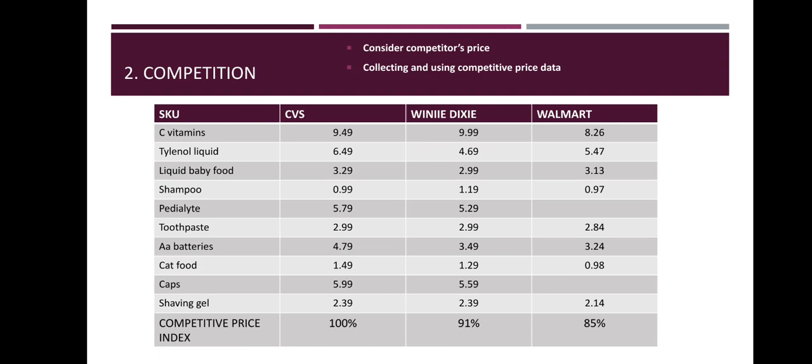So you can see here the prices of different products at CVS, Winn-Dixie and Walmart. Overall, we can see that Walmart has an 85% price index, Winn-Dixie has 91%, whereas CVS is at 100%. CVS doesn't sell the goods at a lower or discounted price. So this is a competitive price index for all the three. The product may be the same, but it is offered in the stores at a different price. Why? Because of the competition.